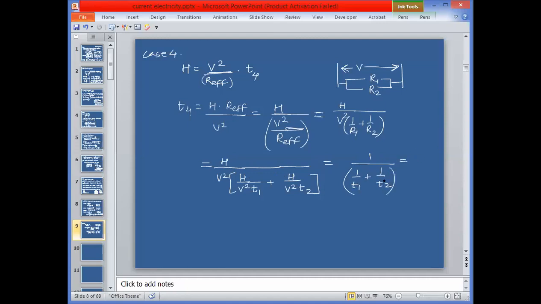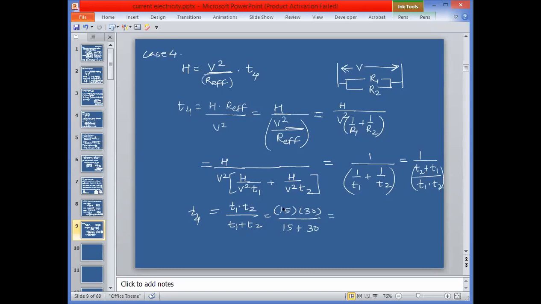Now try to understand. Cross multiplying T2 and T1, we get T2 plus T1 divided by T1 T2. So this T1 T2 comes in the numerator, divided by T1 plus T2. T1 has been given as 15 minutes, T2 has been given as 30 minutes. T1 plus T2 means 15 plus 30.